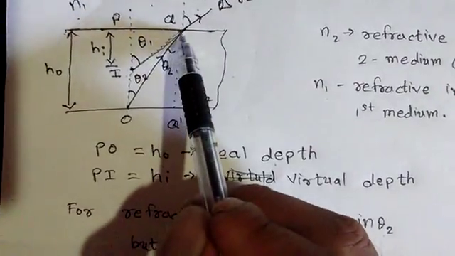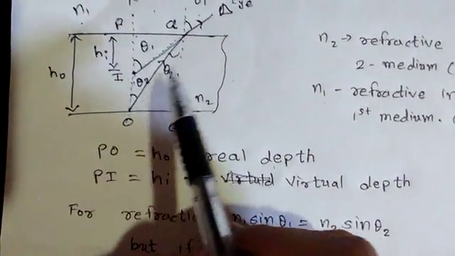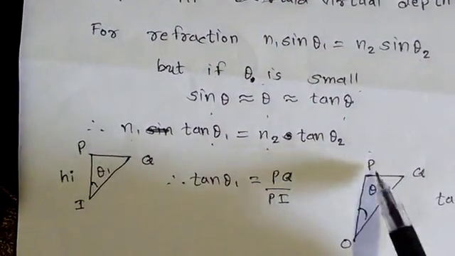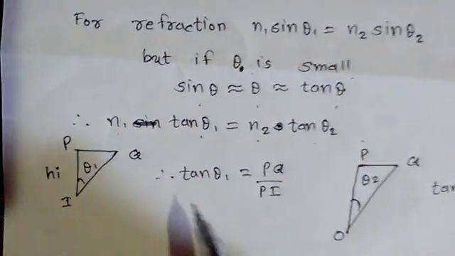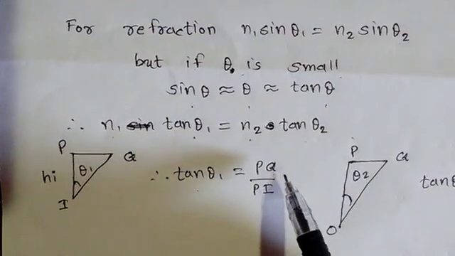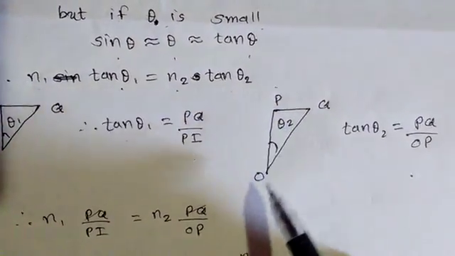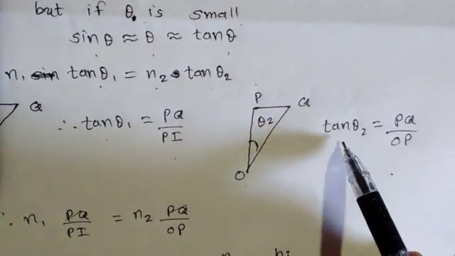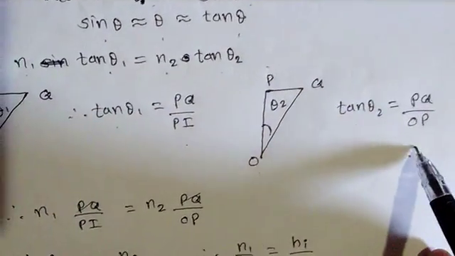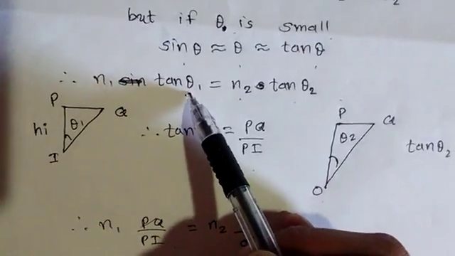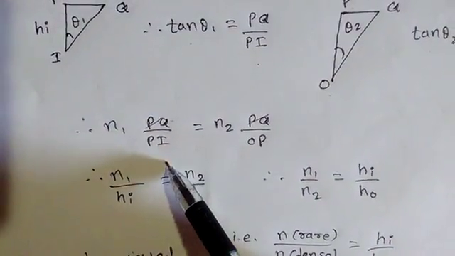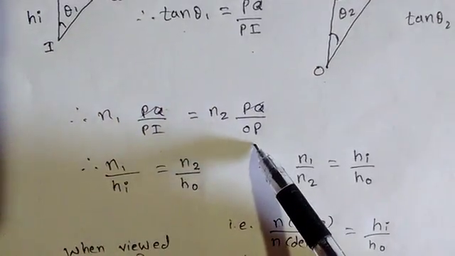One triangle is QPI and another triangle is QPO. In triangle QPI, tan theta 1 equals PQ upon PI, and in triangle QPO, tan theta 2 equals PQ upon OP. Putting both values in, we have N1 PQ upon PI equals N2 PQ upon OP.